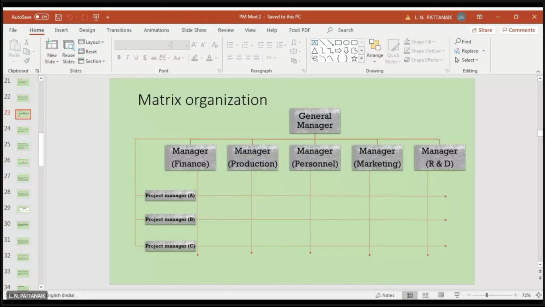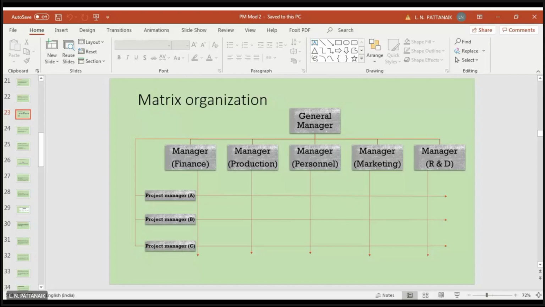Look at this figure here. What you can make out is that horizontally, you have three lines for project manager A, project manager B, project manager C. And vertically, we have a very typical functional distribution, right? Manager finance, manager production, manager personnel, manager marketing, manager R&D. So these are all functional distribution.